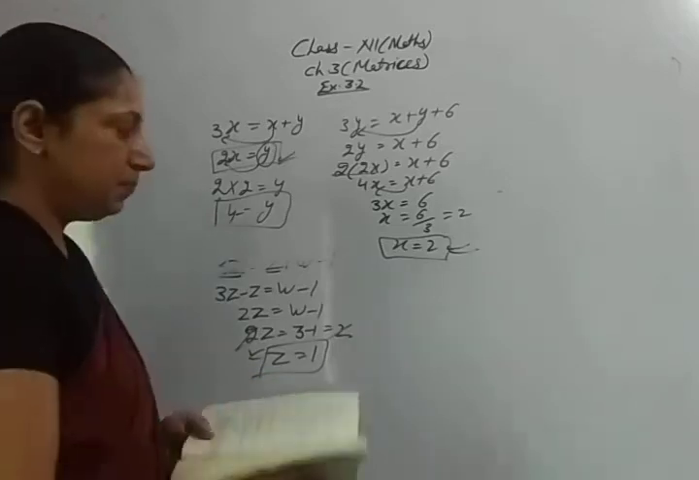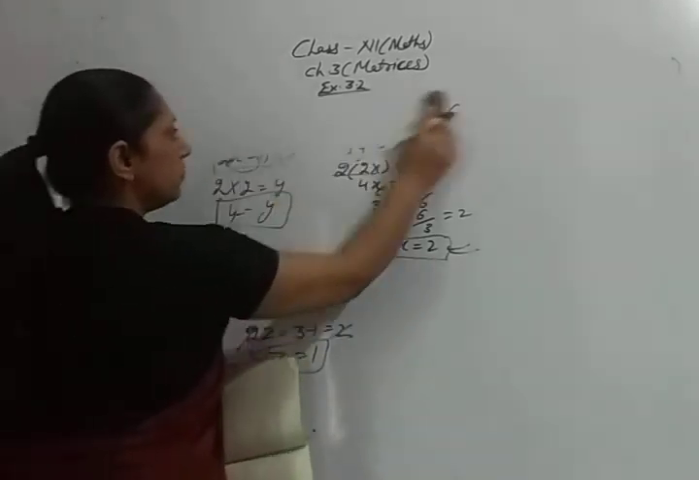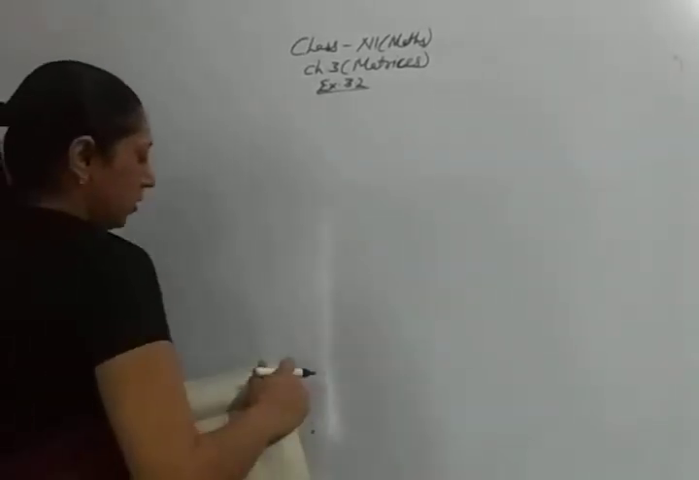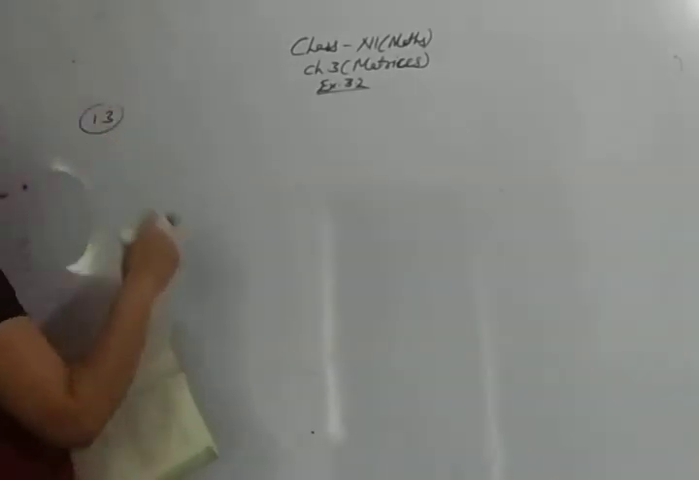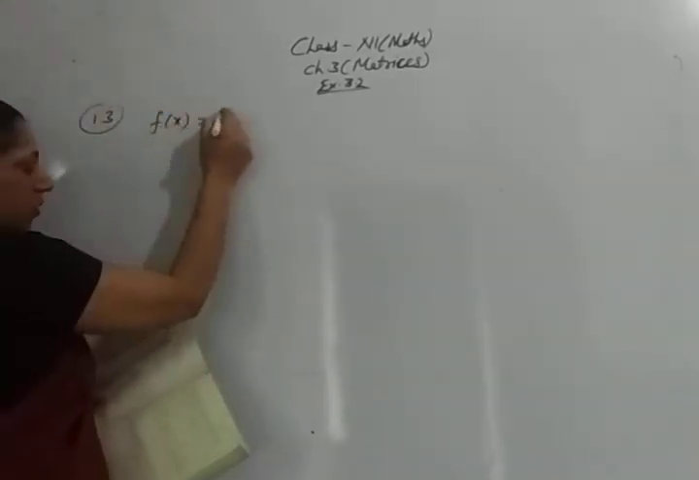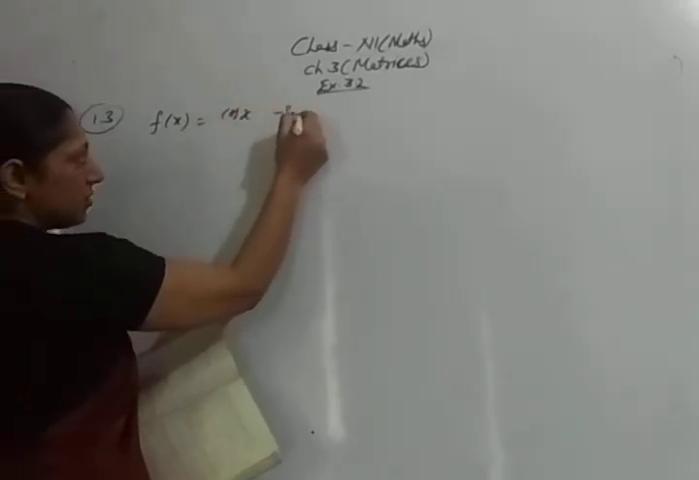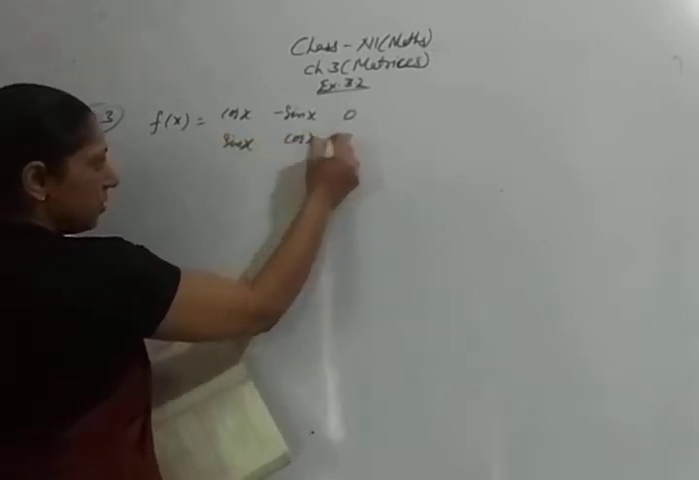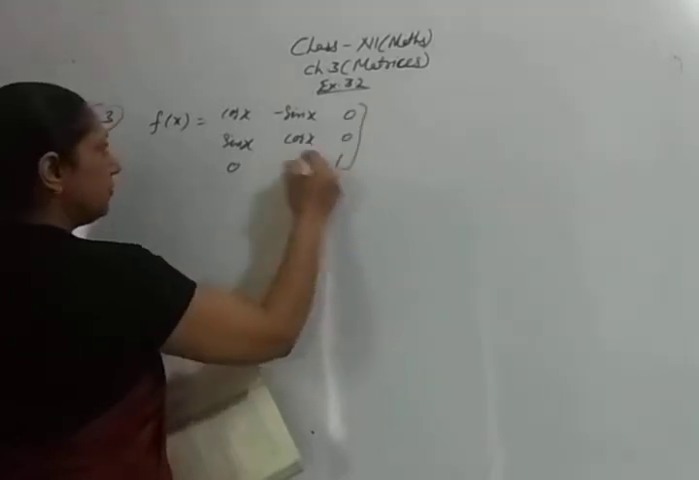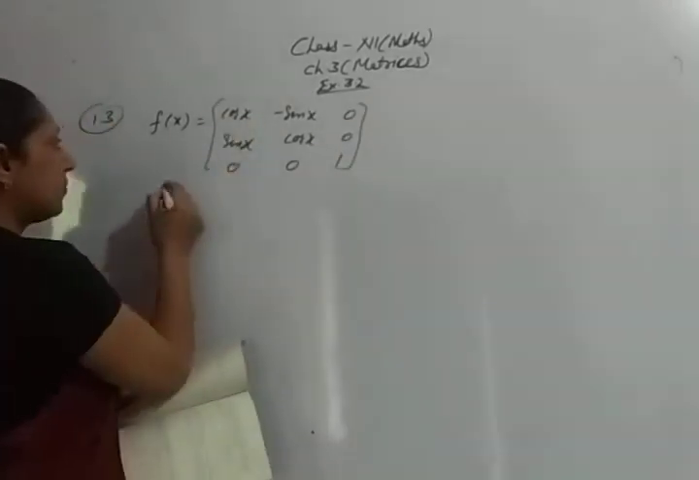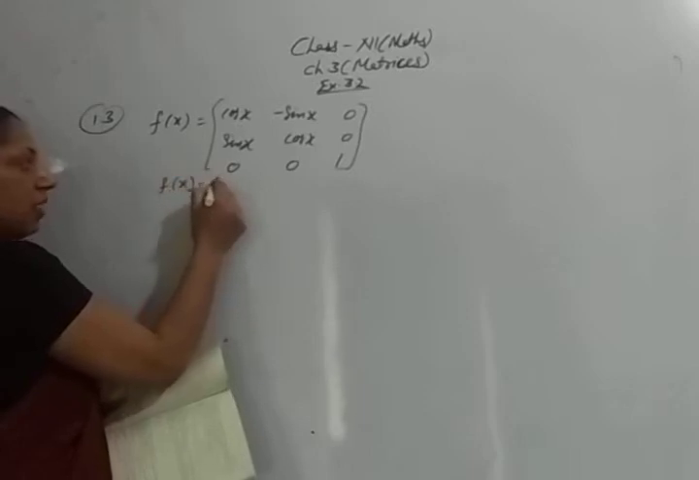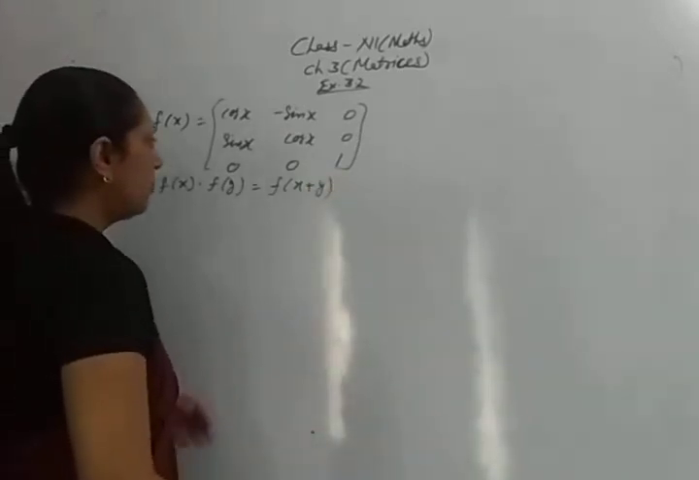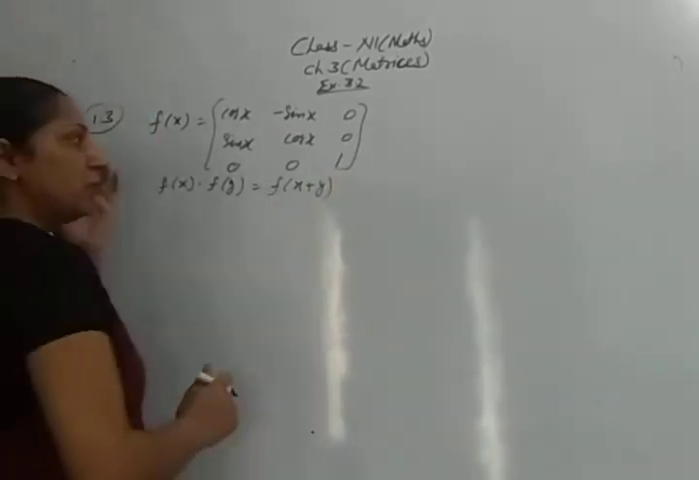Question number 13. Question number 13 is, if f(x) is equal to the matrix [cos x, minus sin x, 0; sin x, cos x, 0; 0, 0, 1], then we have to show f(x) into f(y) is equal to f(x plus y). So we have to solve both sides, left hand and right hand side, and check our answer.